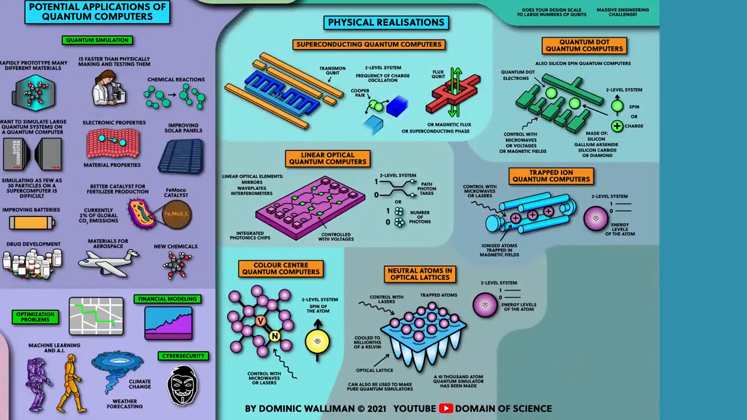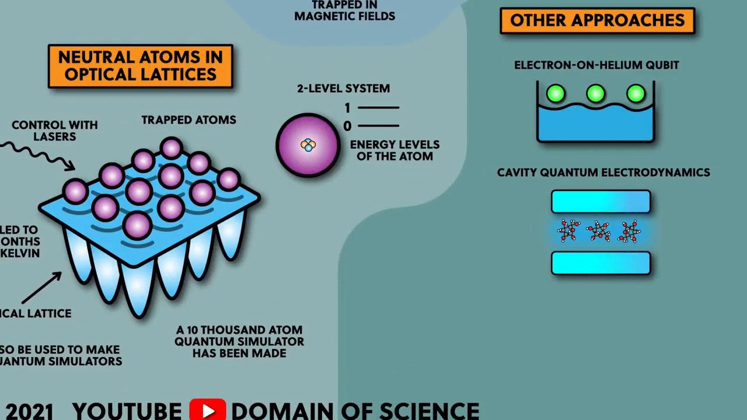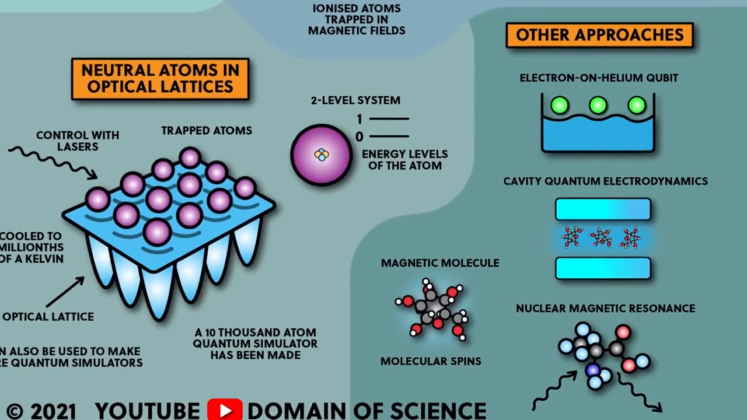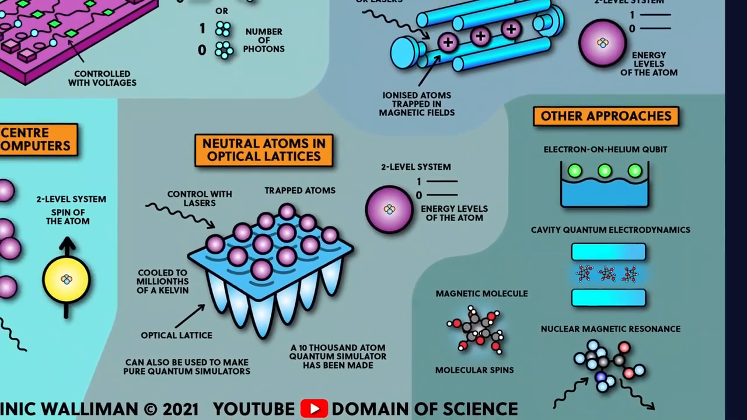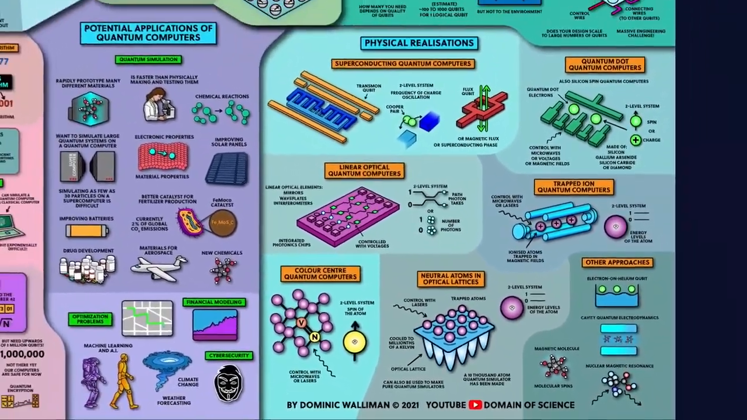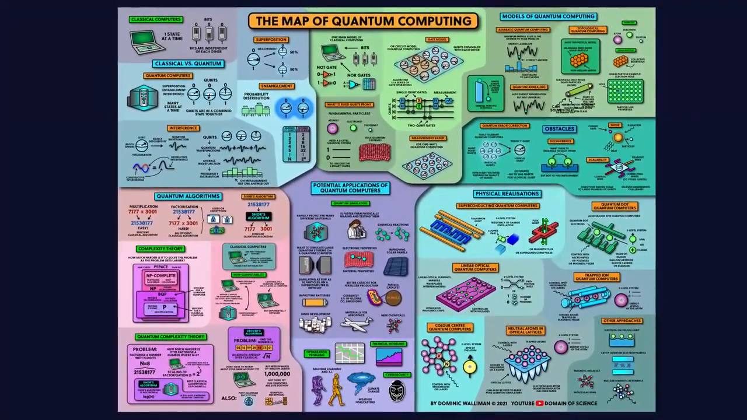These are the main approaches I'm going to cover in this video, but it's not an exhaustive list. Some other qubit designs include electron on helium qubits, cavity quantum electrodynamics, magnetic molecules or molecular spins, and NMR quantum computers. But these haven't been built at the same scale as the other approaches I mentioned in more detail. So that was the map of quantum computing, and that should give you an excellent overview of the field. As you can see, there are many different approaches to building a quantum computer. And what's so interesting is that it's not yet clear which approach will win out in the long run.